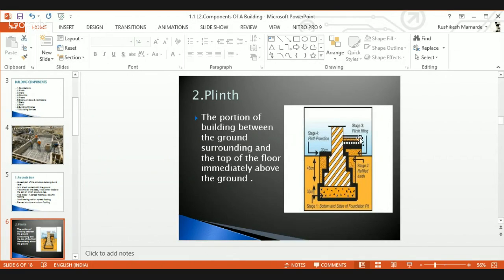here is the floor, the ground floor. So the portion between that floor and the ground is nothing but the plinth. You can see it in this figure, and this type of footing is a spread footing. We will discuss it later.